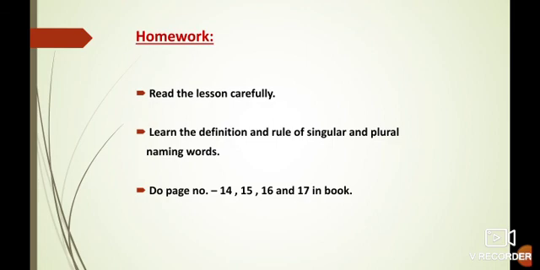Now some homework. Read the lesson carefully. Next one, learn the definition and rule of singular and plural naming words. And next one, do page number 14, 15, 16 and 17 in book. Children, I have done all the book work. Pictures are given. Please do it in the same way.